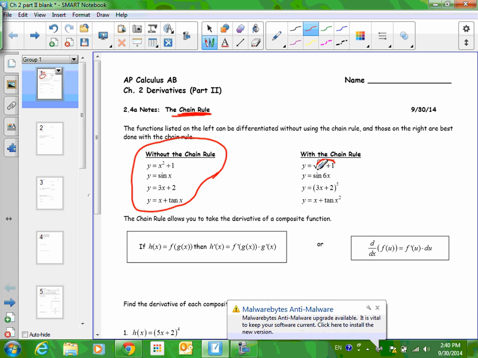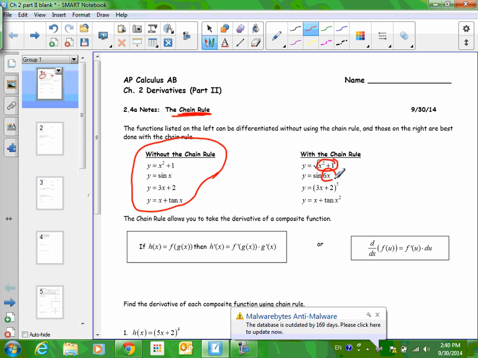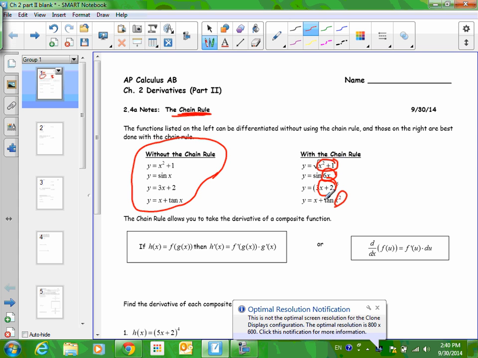Notice that we know how to take square root of x, but I don't know how to take square root of a function. Again, I know how to take derivative of sine x, but I don't know how to take sine of another function like 6x, or in this case, tan x squared. Again, I know how to deal with 3x plus 2, and I know how to deal with the power, but at the same time, that gets a little bit more complicated.